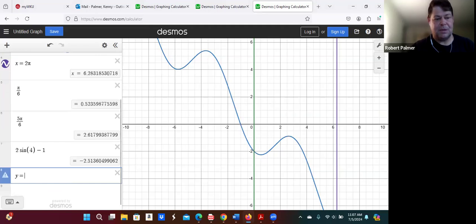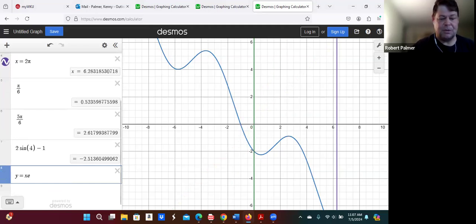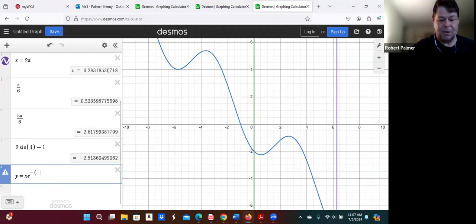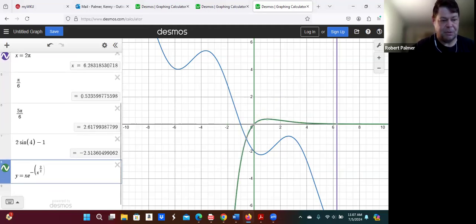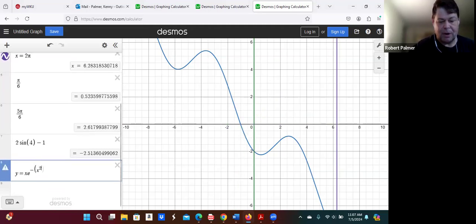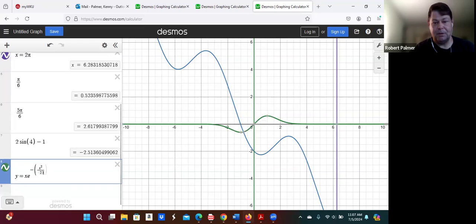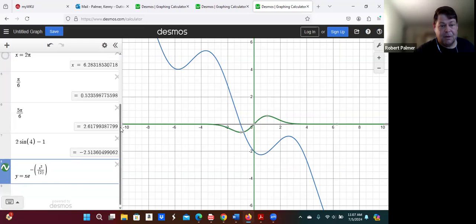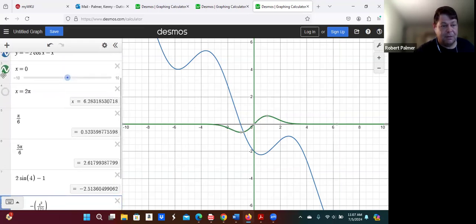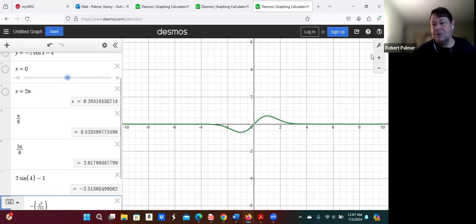So y equals x times e raised to the, I'll use parentheses, negative x squared divided by 2. I'll also be careful: in Desmos, if I don't use the arrow to get out of the exponent, it would read that as exponent of 2 over 2. That's not what I want. This is what I want. Also let me turn this other graph off, and turn those horizontal lines off. There we go. So you see what this graph looks like.